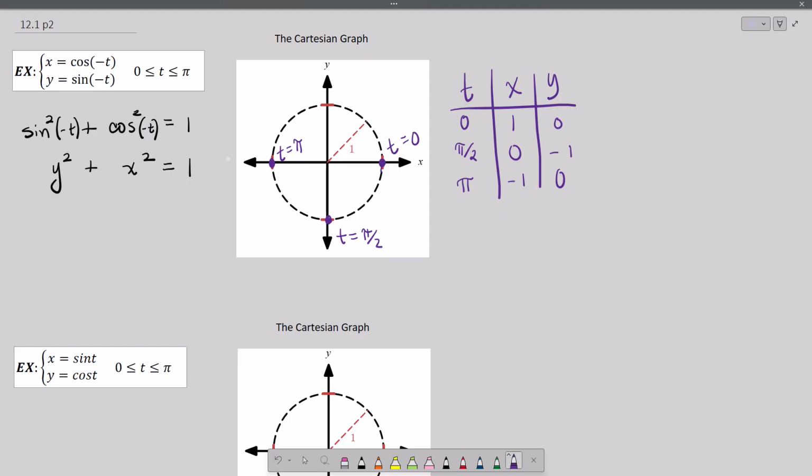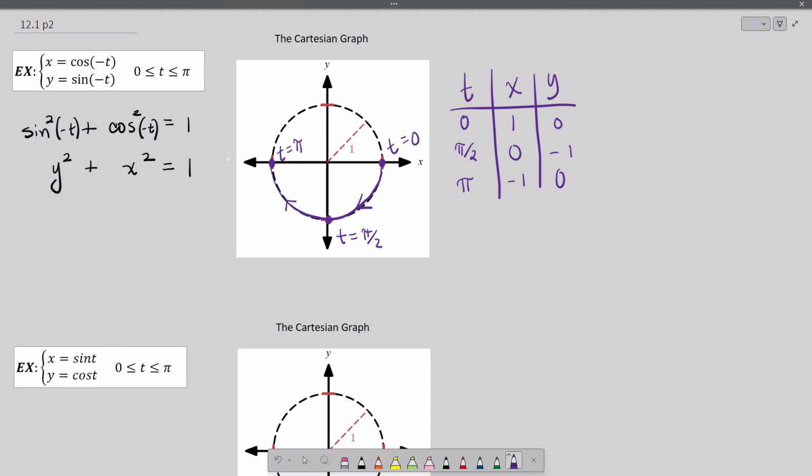Clearly, we are going this way. This is the direction of increasing t. And then we put our orientation arrows somewhere inside, not at the endpoints. So there's our parametric curve. So our parametric curve here is the lower semicircle with clockwise orientation. We're going clockwise. We're spinning to the right. So that's clockwise orientation.